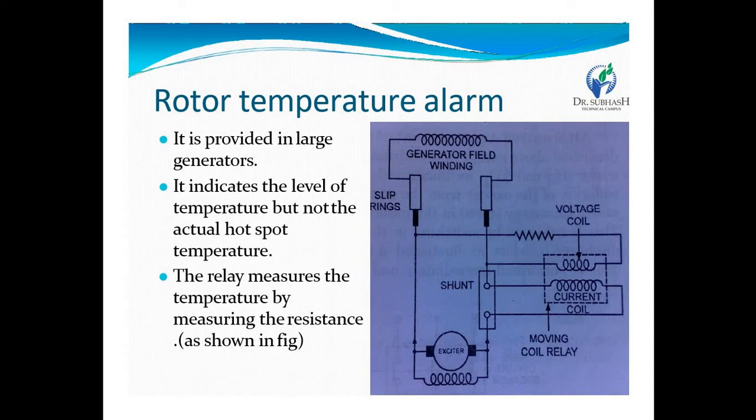This is the figure where the generator winding is connected with the exciter, and the voltage coil and current coil are connected in shunt. A moving coil relay is there, and this whole system is connected with the slip rings of the rotor.